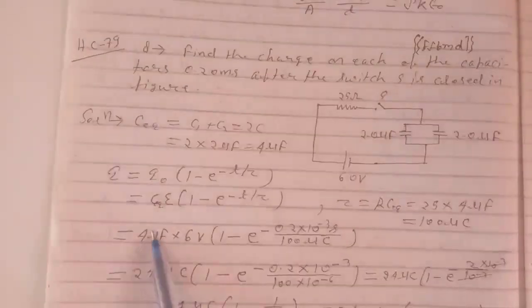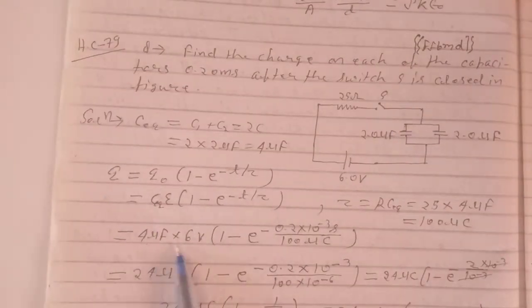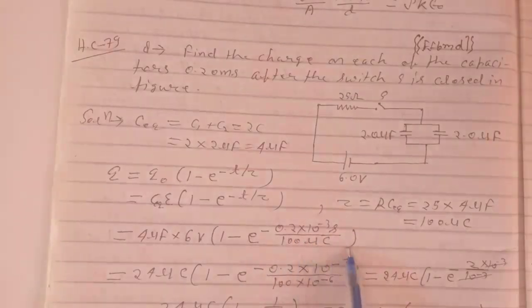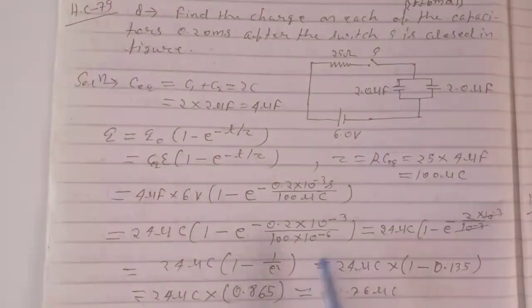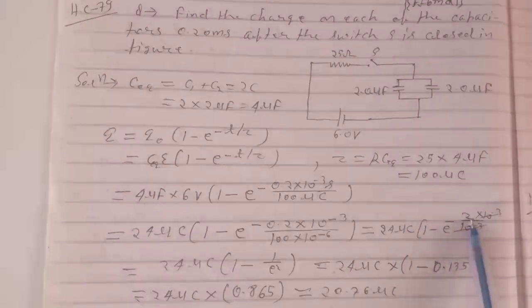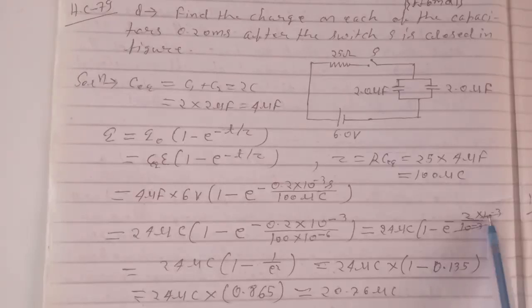So it will be C equivalent 4 microfarad into 6 volt into the bracket 1 minus e to the power minus 0.2 into 10 to the power minus 3 second by 100 microseconds, which is 24 microcoulomb into 1 minus e to the power minus 0.2 into 10 to the power minus 3 by 100 into 10 to the power minus 6, equal to 24 microcoulomb into 1 minus e to the power 2 into 10 to the power minus 3 divided by 10 to the power minus 3.